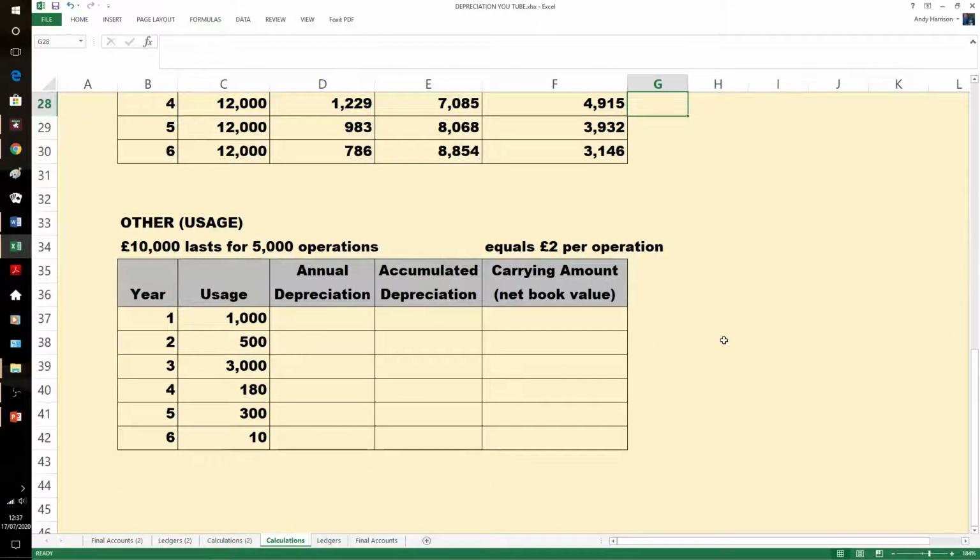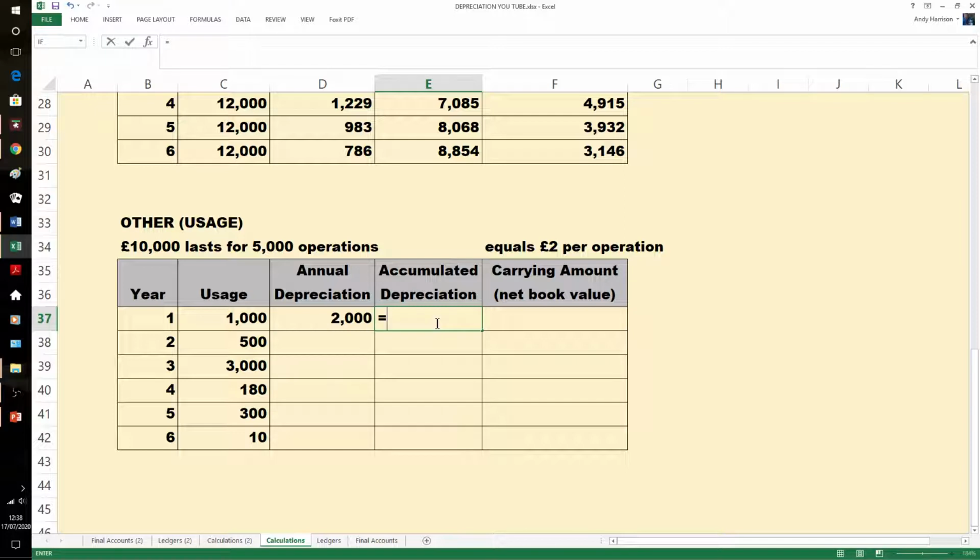So the other one, this one's very rare. We have a mould or a machine tool. So our £10,000 machine tool, it will do 5,000 operations and it needs replacing. Well, 10,000 over 5,000 is £2. So if in the first year we use it 1,000 times, it will cost us 2,000.